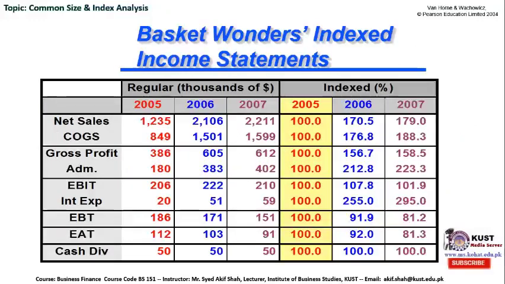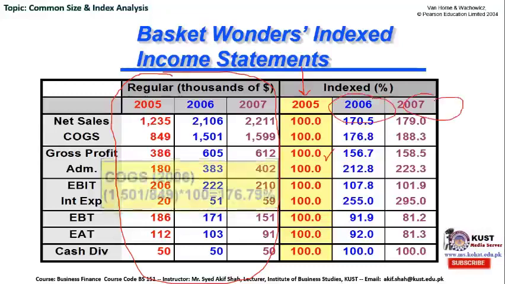Now let's make an index analysis for the income statement. Once again, the first three columns are pertaining to the data available in the question or in a financial case, where we have selected year 2005 as our base year. Therefore, all the values are once again 100. And we have to make the percentage index for 2006 and 2007.